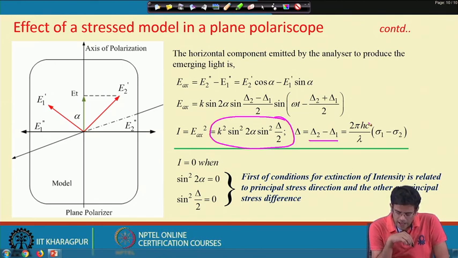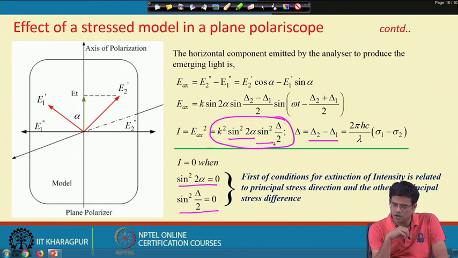Now, if you remember, this lambda by c is essentially the material fringe constant. So, when I equals 0, either this quantity will be 0 or this quantity will be 0. That means the intensity of the light will be 0 if either this quantity is 0 or this quantity is 0. Now, the first condition of extinction of intensity is related to the principal stress direction, and the other to the principal stress difference.